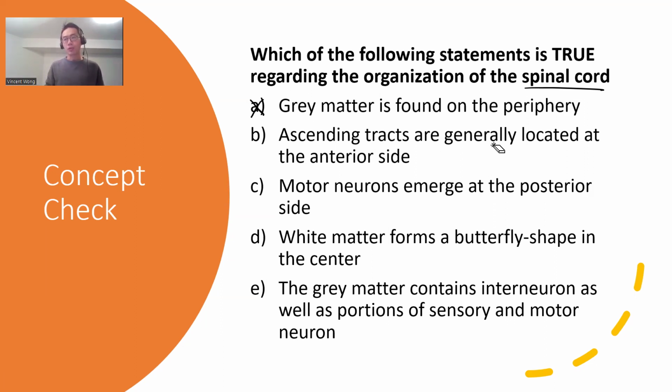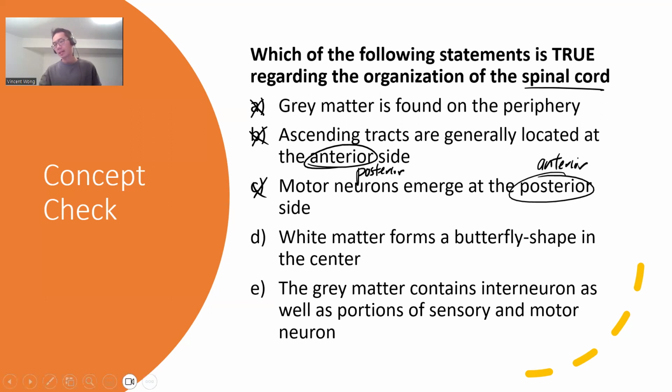Ascending tracts are generally located at the anterior side. No, it's usually located at the posterior side, on the back. They go up at the back. Motor neurons emerge at the posterior side. No, they emerge from the anterior side.